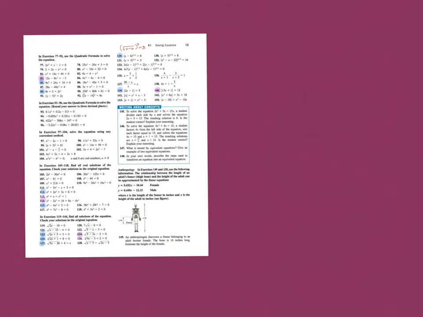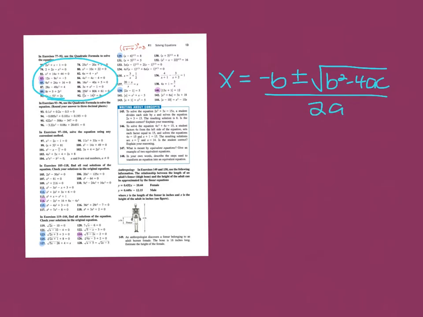All right, the next section is also solving a quadratic equation, but this time using the quadratic formula. So for 83, 85, and 89, I would get x equals negative b plus or minus the square root of b squared minus 4ac, over 2 times a. Identify your a, your b, your c, and then plug them in.